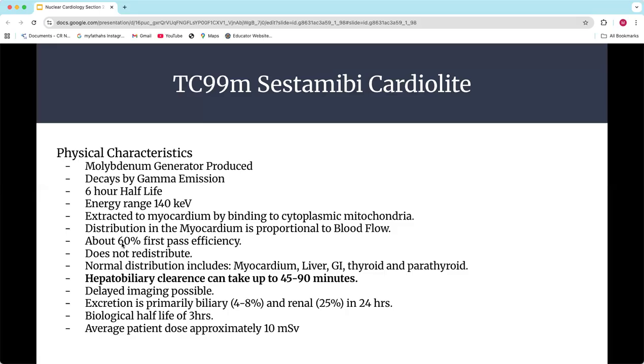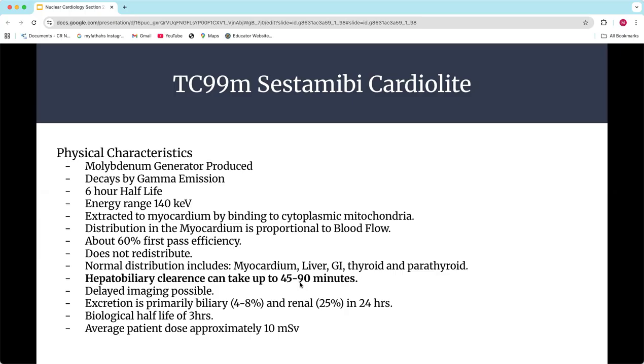You'll notice that if you give your patient Cardiolite and you hurry and get them under the camera, you're already going to be able to see it in the tissue on your monitor screen, right? It gets in there fast. It's not something that needs a ton of circulation. It does not redistribute, right? So again, thallium's the only one that does that. Normal distribution, of course, is going to be heart. You'll probably see this in the liver, GI, thyroid, and parathyroid. Remember, sestamibi is the same thing used for parathyroid. So you should see it there.